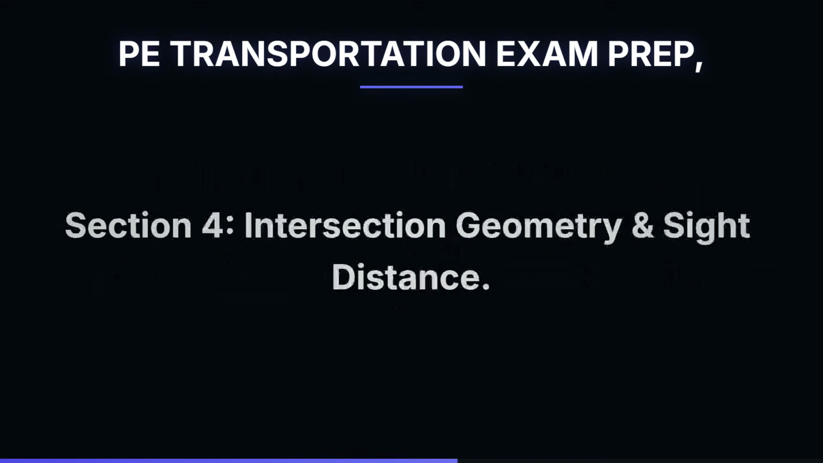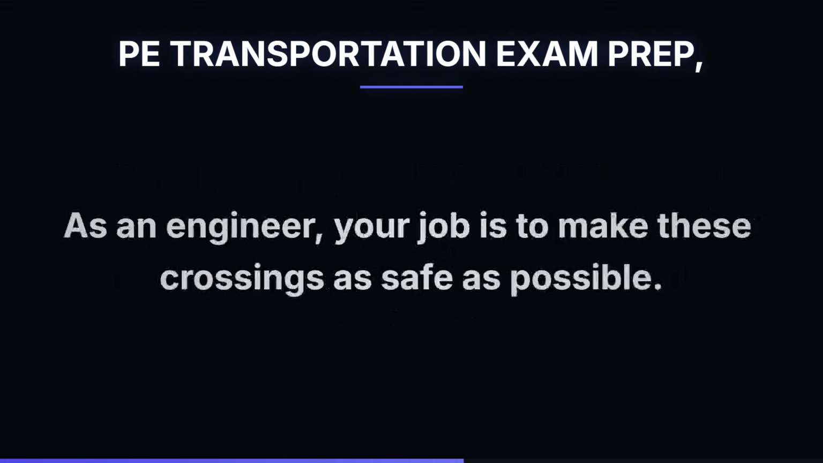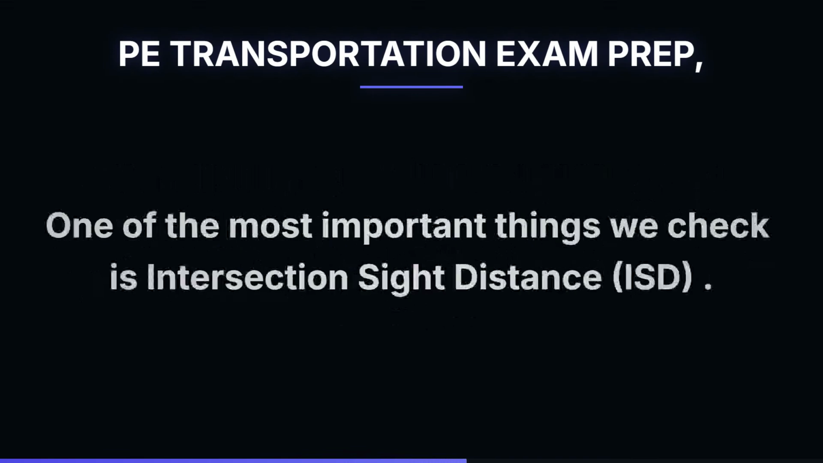Section 4, intersection geometry and sight distance. Details, theory and concepts. Intersections are the most dangerous parts of a road because that is where paths cross. As an engineer, your job is to make these crossings as safe as possible. One of the most important things we check is intersection sight distance, ISD.